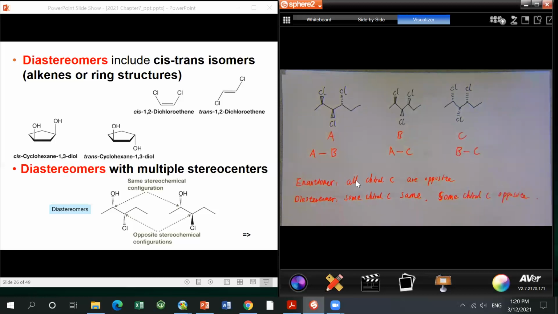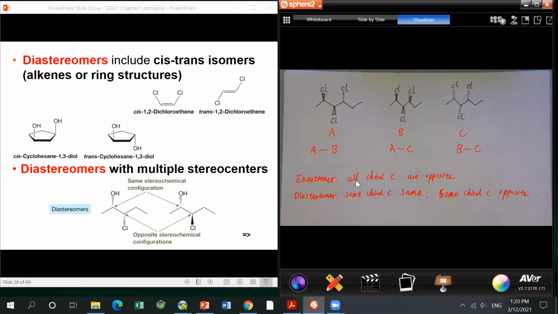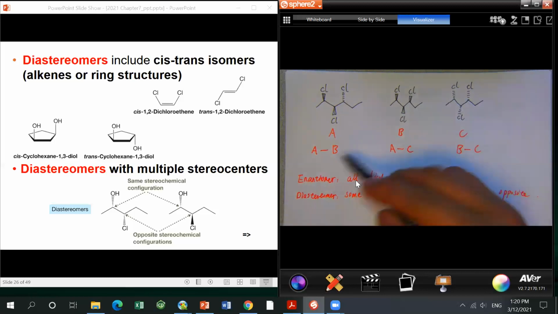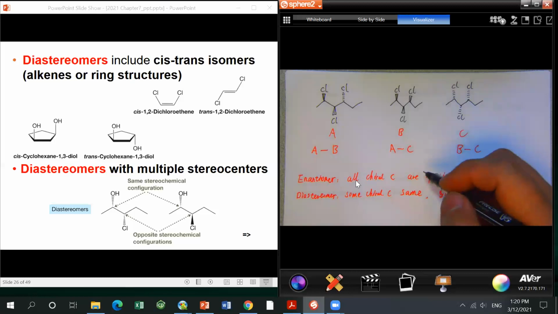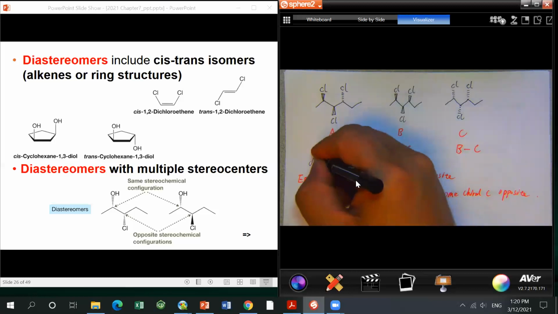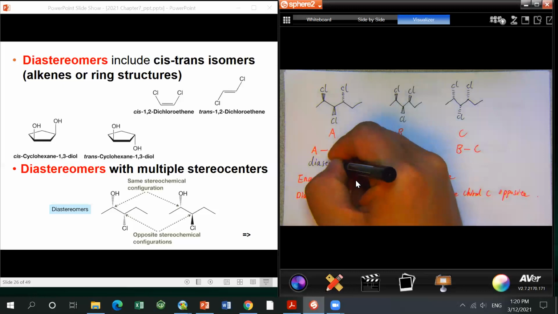Okay, so that's the relatively easy way to design our stereoisomer: diastereomer or enantiomer. Someone already provided the answer. So A and B are diastereomers. I just put a DR, maybe full name.